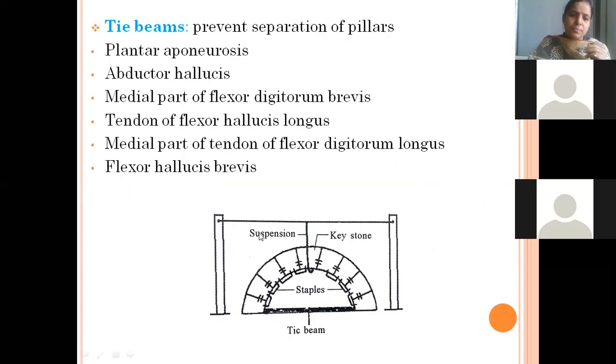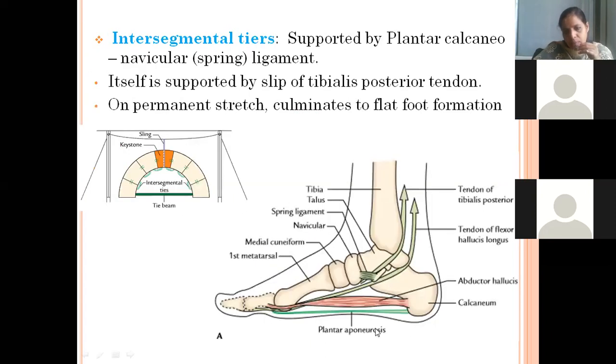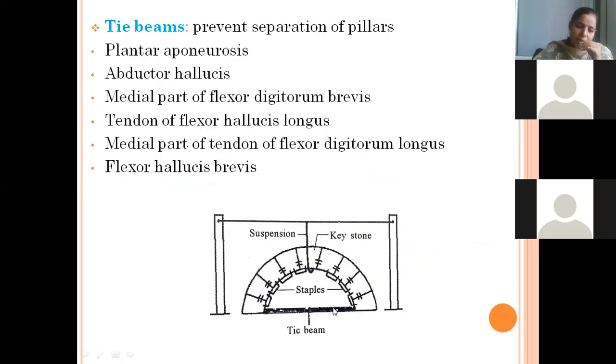Then tie beams. Tie beams means they are all connecting the bones like this. So tie beams prevent separation. This is one of the tie beams. What are you finding? Plantar aponeurosis. What is the other muscle you are finding? That means they are just tying the proximal bones with the distal bones. That is the meaning of tie beams.